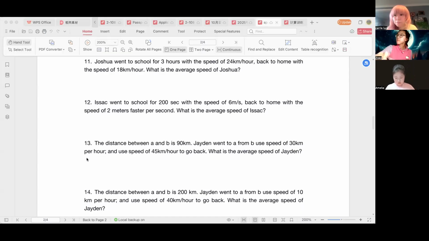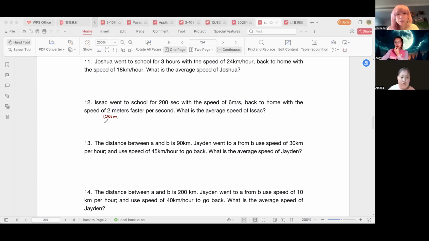So, 好了吗? Okay, so let's take a look at this one. Isaac went to school for 200 seconds with a speed of 6 meters per second. So, Amelia, what is the distance between school and Isaac's home? 1,200 meters. Very good, 1,200 meters, right?